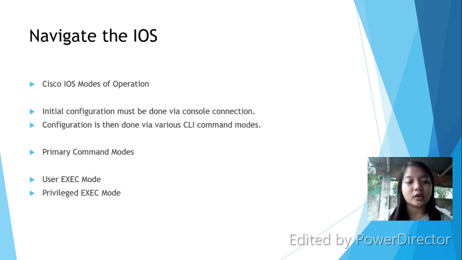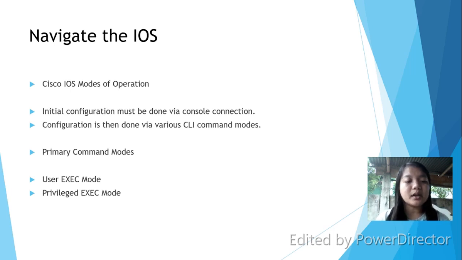Initial configuration must be done via console connection. So if we are configuring a switch or a router, we are using a console cable. That's why it says here that it must be done via console connection. Then configuration is done via various CLI command modes. So we have different CLI command modes.